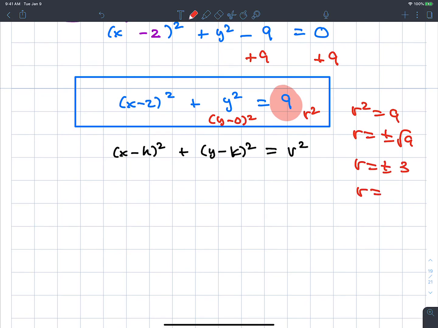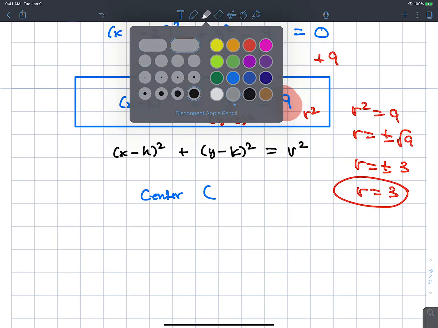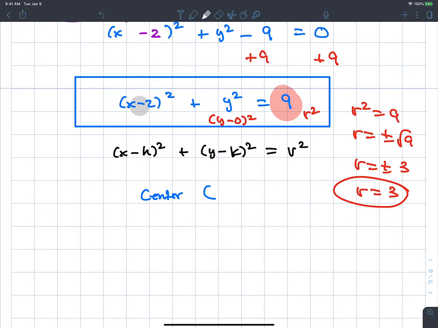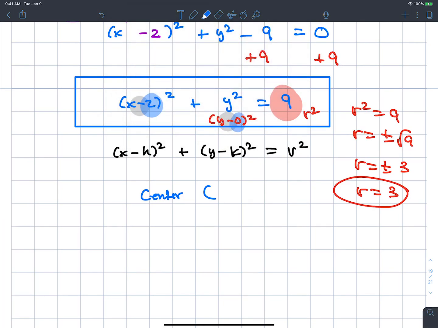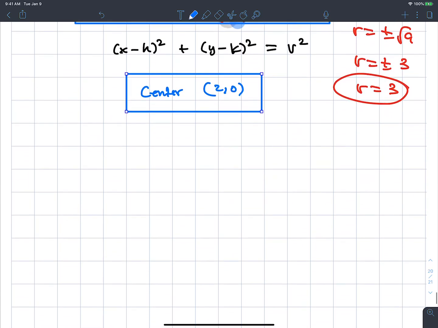This isn't an ellipse or hyperbola. R has to be positive. So r is 3. And you say, where's the center? Center is h and k. So minus, the values after the minus. This is a 2 and this is 0. So 2, 0. Center's at 2, 0. So 2, 0. There we go.